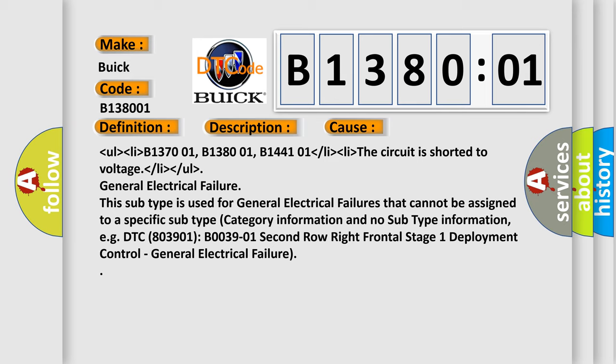This subtype is used for general electrical failures that cannot be assigned to a specific subtype category, with no subtype information, e.g. DTC B0039-01, second row right frontal stage 1 deployment control, general electrical failure.